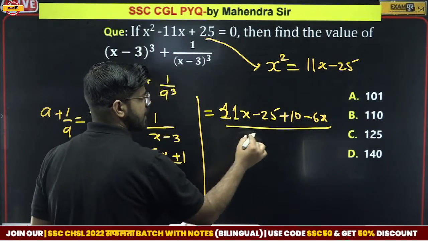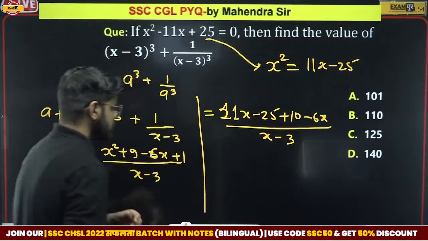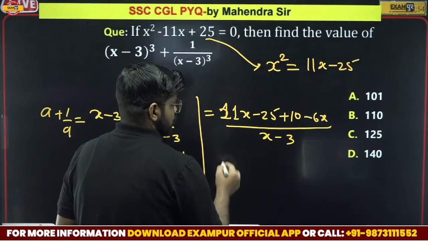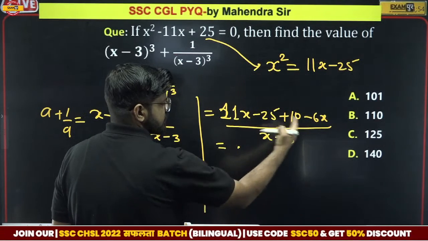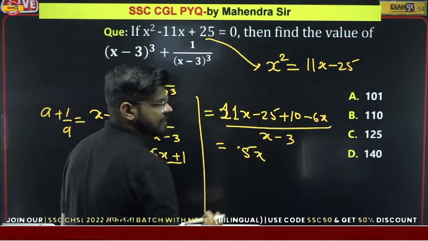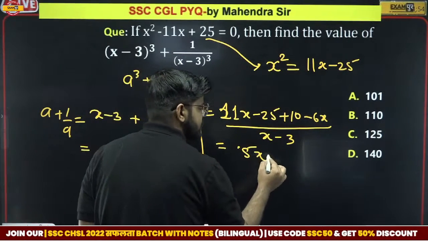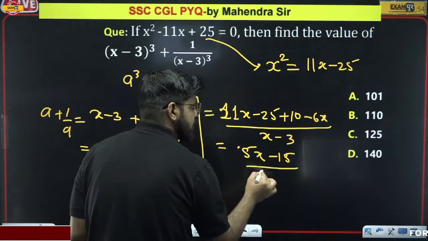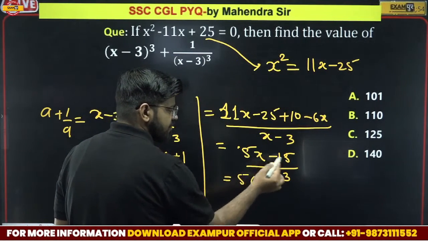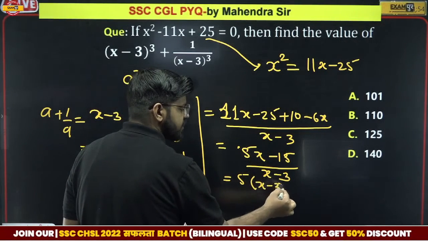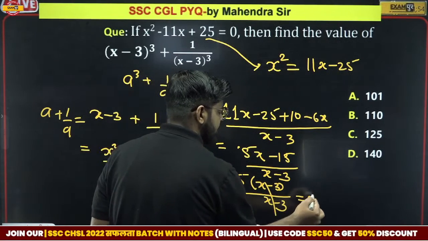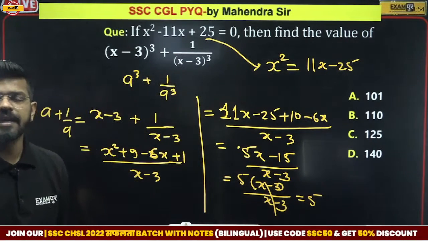And in the denominator, we are getting x minus 3. Is it clear? So what we are getting? 11 minus 6, that means 5x, and minus 25 plus 10, that means minus 15, and in the denominator we have x minus 3. Just take 5 common. We have x minus 3 in the numerator and x minus 3 in the denominator. This gets cancelled out, and we are getting 5 here.